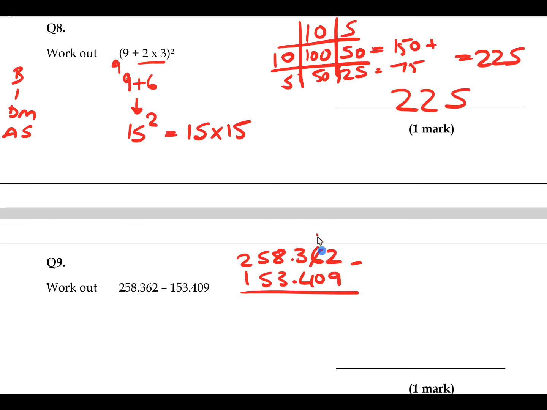9 from 2 doesn't go, you need to borrow 1. 9 from 12 is 3. 0 from 5 is 5. 4 from 3 doesn't go, so we need to borrow 1. And 4 from 13 is 9. Put in your decimal point. 3 from 7 is 4. 5 from 5 is 0. And 1 from 2 is 1. So the answer is 104.953 for 1 mark.